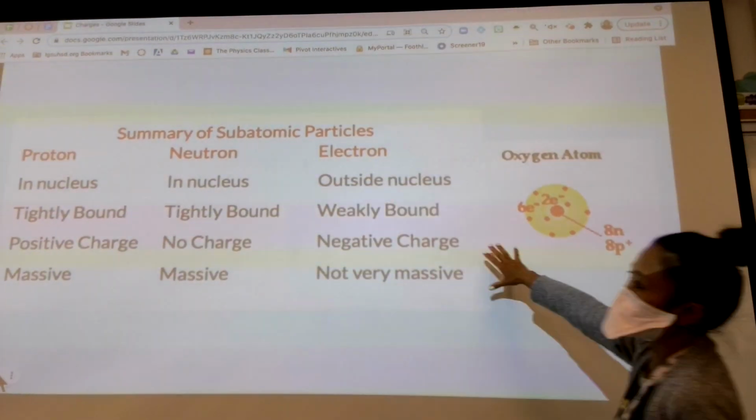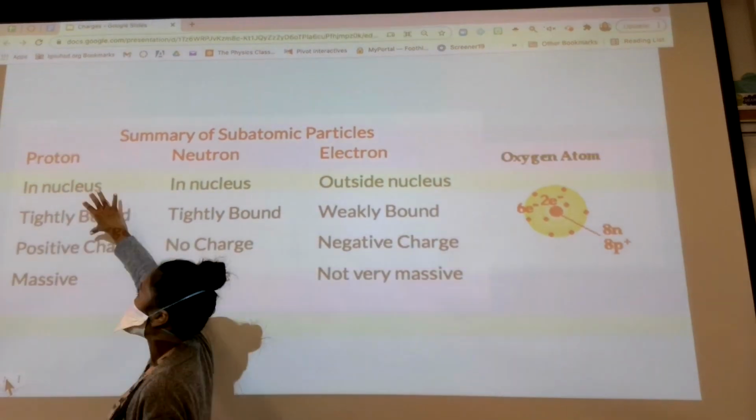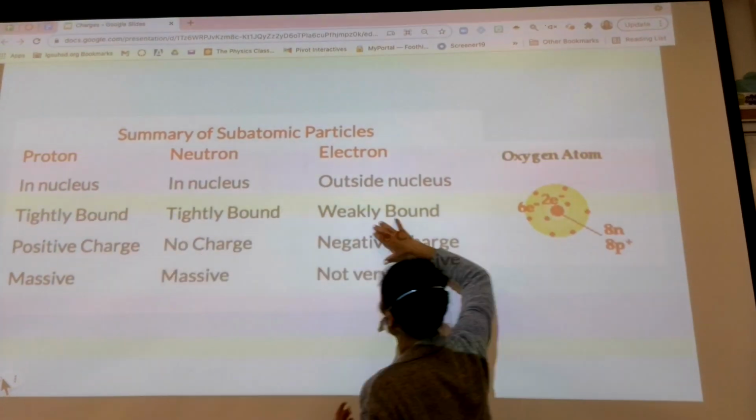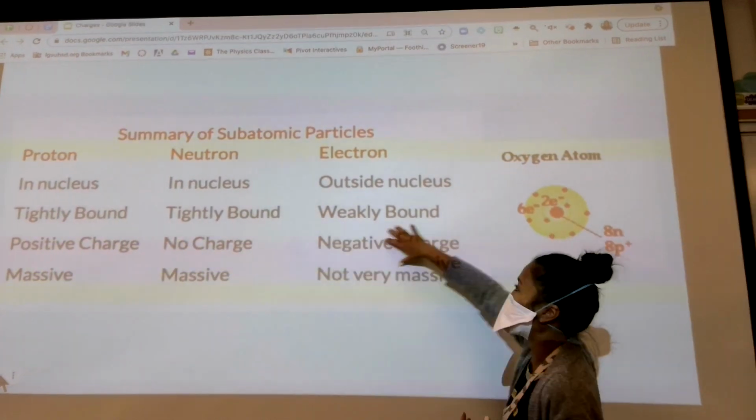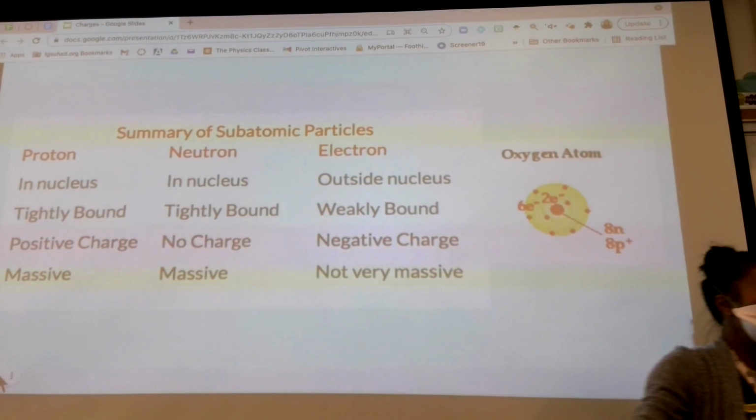Here, I'm just emphasizing the fact that protons have positive charges. The proton is tightly bound, versus electrons, which have negative charges and are weakly bound, meaning they're free to move.